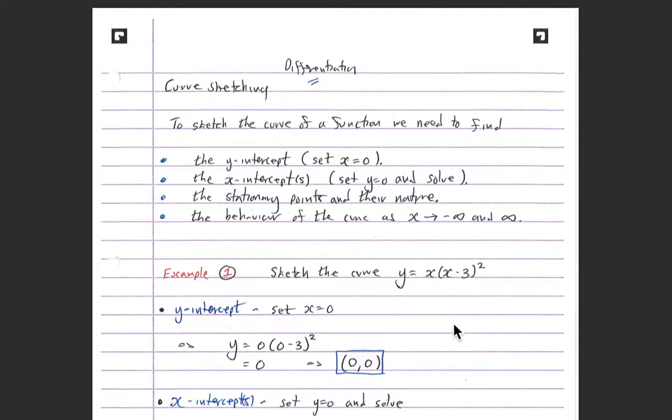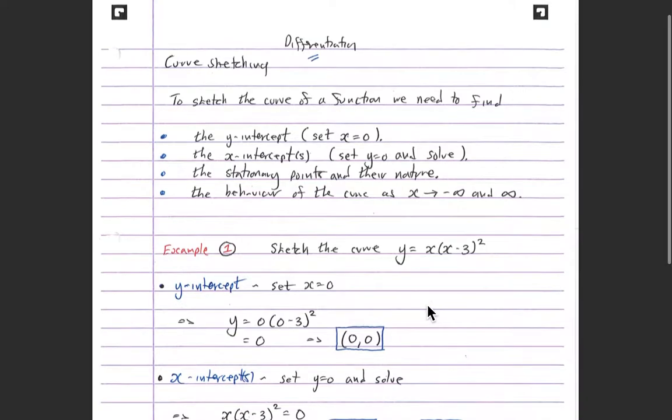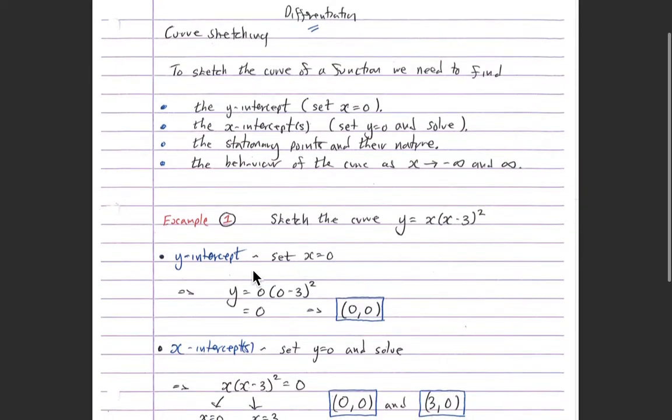Example 1, this is drawn from exercise 6N in the Heinemann Higher book, and it's one of those questions. Sketch the curve y equals x bracket x minus 3 all squared. So we notice that this has been factorised for us, which is useful. We have to find the y-intercept first of all, so we set x equal to 0. And doing that, of course, is very simple. We find that y also equals 0. So our first point on this curve is (0, 0).